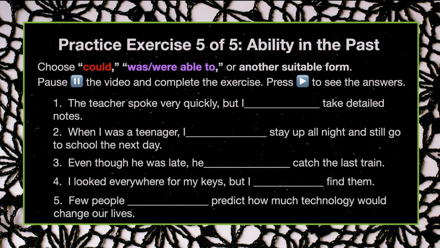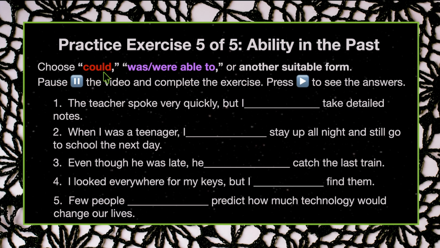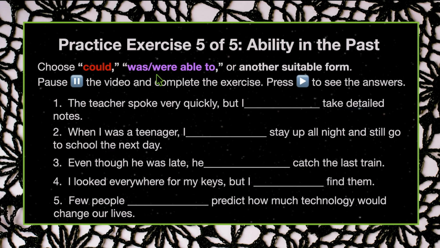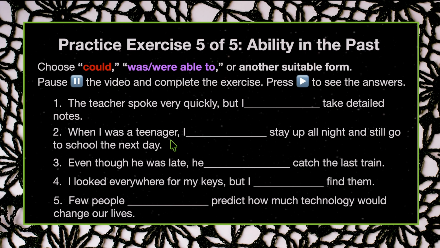And this is the last practice exercise. Again, we're going to choose could, was able to, or were able to, or another suitable form. Let's do number 2 together. When I was a teenager, I could stay up all night and still go to school the next day. What do you think?